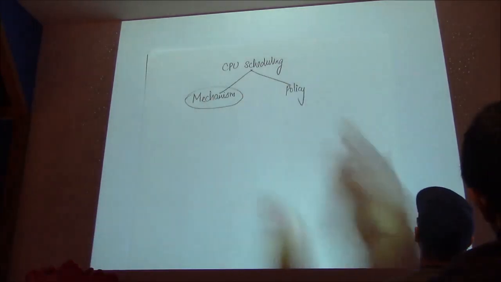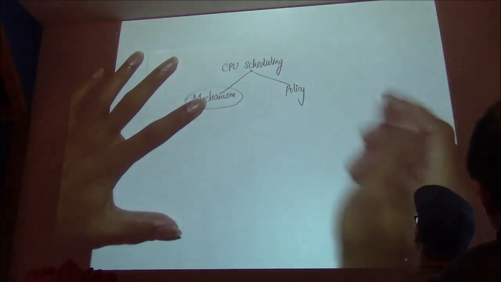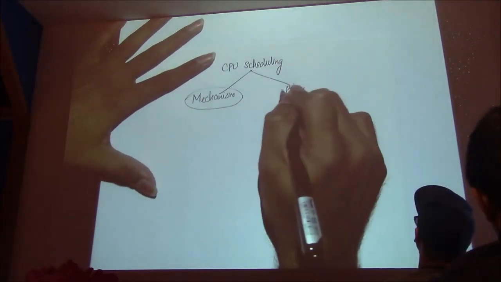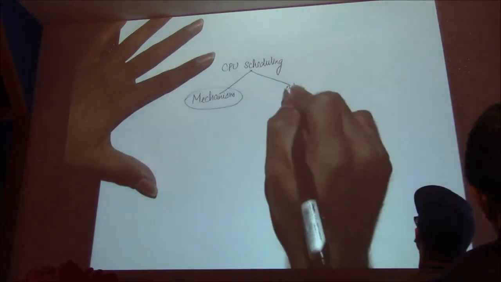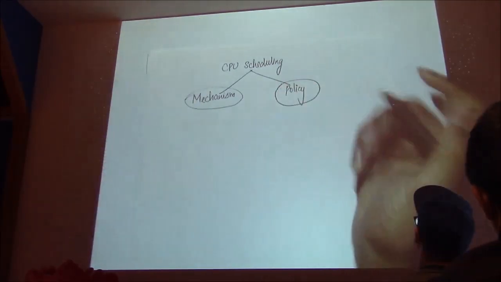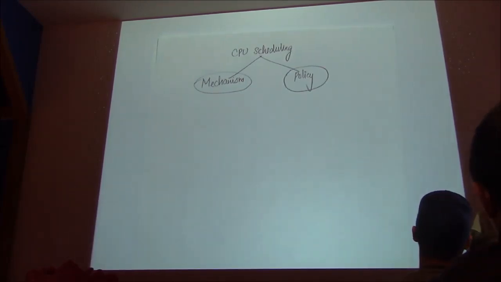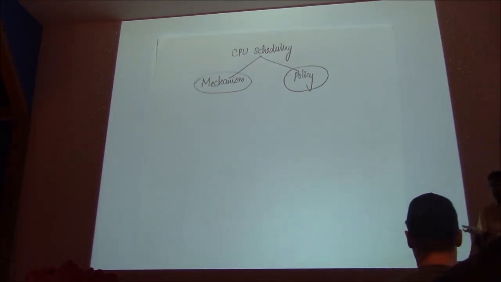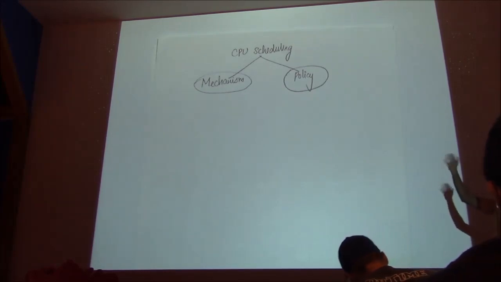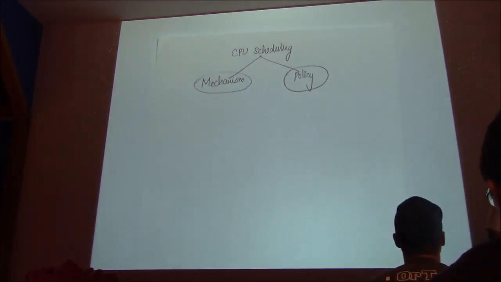We discussed that in the last class, and in today's class we are going to discuss policies. Okay, so we are going to discuss CPU policies. Usually, whenever we have mechanisms and policies, mechanisms are the hardest parts and policies are the easier things. So in today's class, at least in the first part, we will really understand how easy these things are going to be.